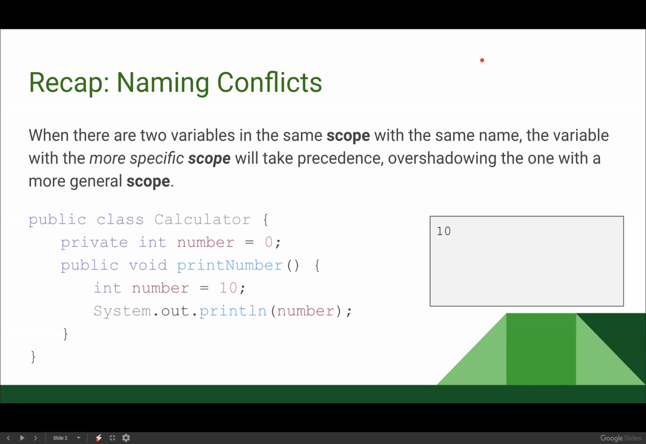So if we remember back to last class, when we have two variables in the same scope with the same name, the variable with the more specific scope is going to take precedence. It will overshadow the more general one. So here, my number in my print number method will overshadow my instance variable number, which means I will print 10 instead of 0 here.